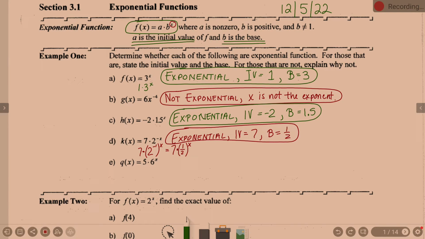Not exponential. Man, I didn't get to read the problem. You can just look at it. It just looks wrong. There's a pi. The math ain't math.